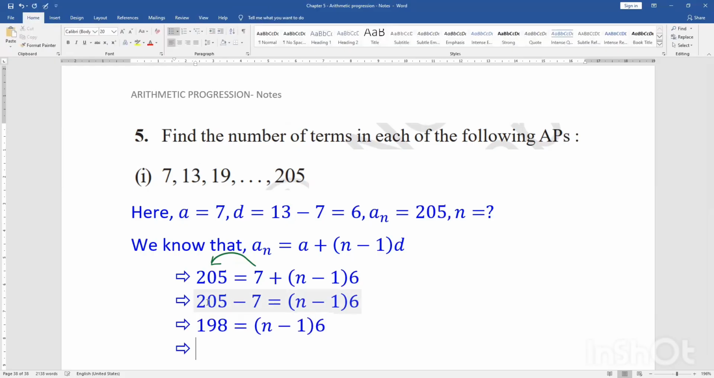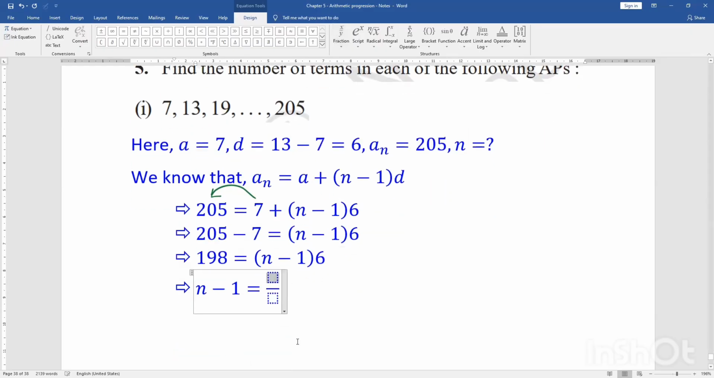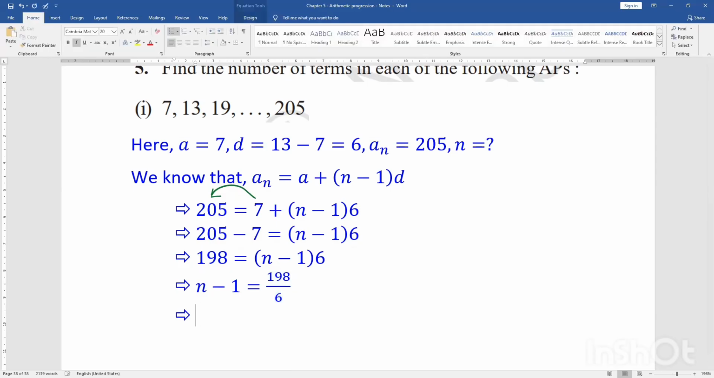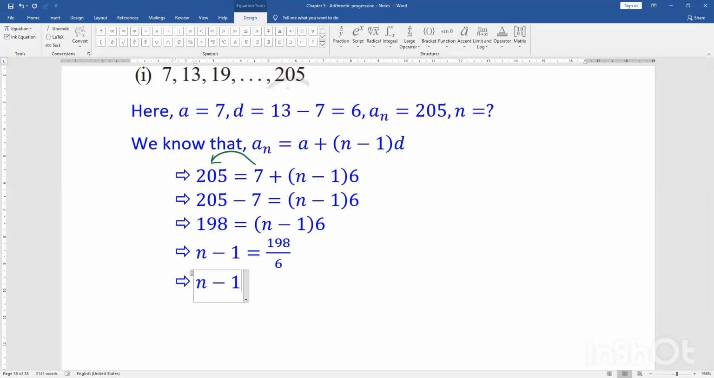And then, what can we write? I can write n minus 1 equals 198 divided by 6, same as the previous problem we had done. So 198 by 6. When you divide 198 by 6, you should get 33. So n minus 1 equals 33.